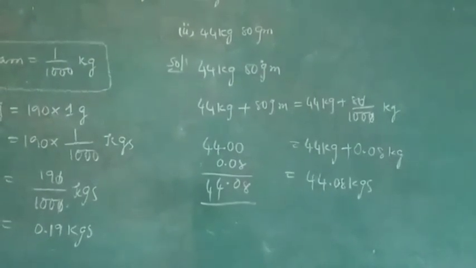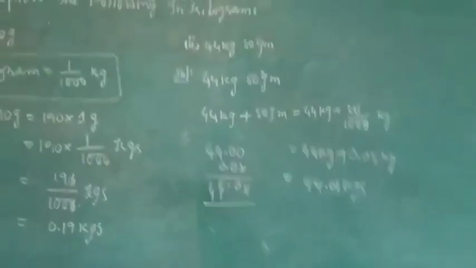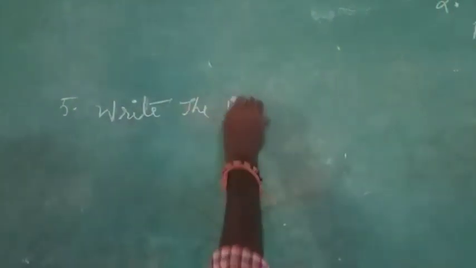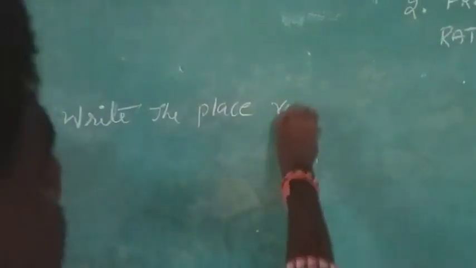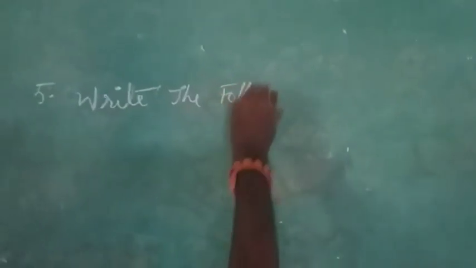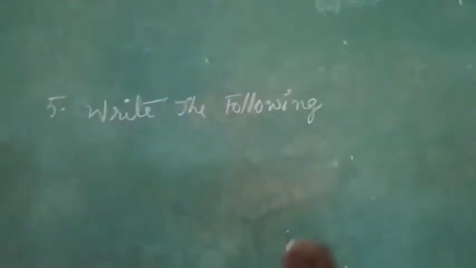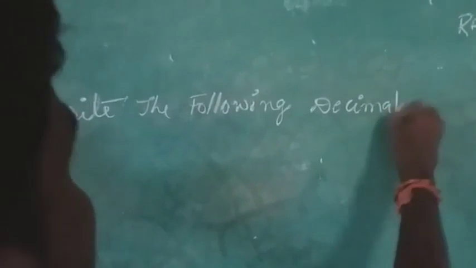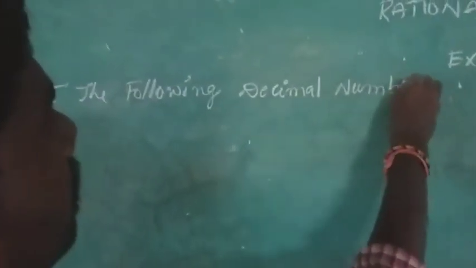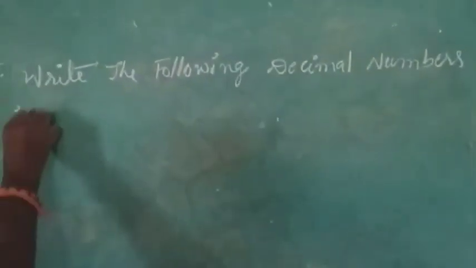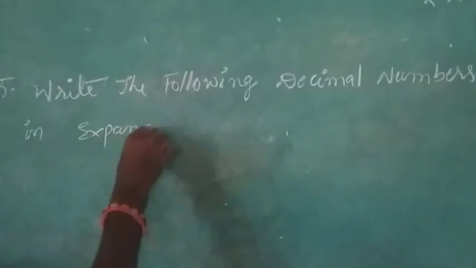Fifth bit: Write the following decimal numbers in expanded form, using place value. The first one, 55.5.